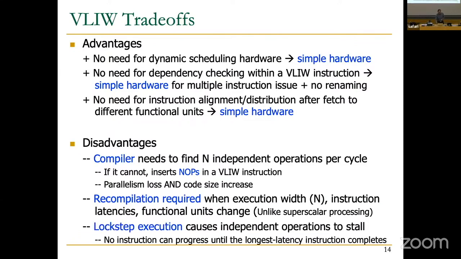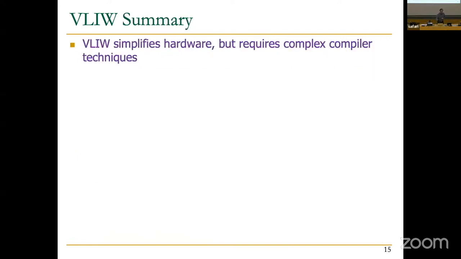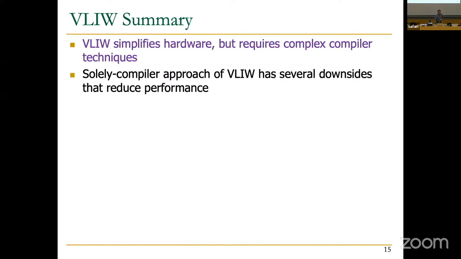And then lockstep execution causes independent operations to stall. No instruction can progress until the longest latency instruction completes. And this is, in my opinion, the real worst part. You can handle the first one, maybe. You can handle the second one, for sure. The third one is very difficult to handle, as we discussed, right? The variable latency operations. So basically, to summarize, VLIW simplifies hardware, but requires very complex compiler techniques.